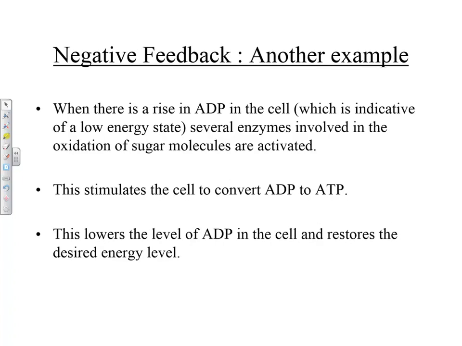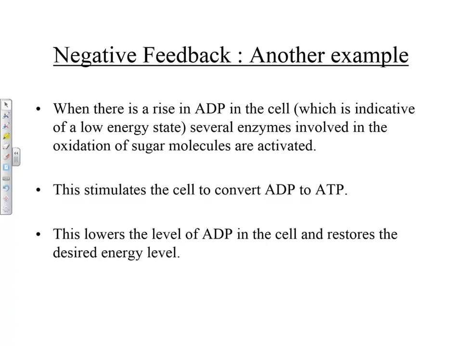Now, another example of negative feedback is when there is a rise in ADP in the cell. Again, ADP is adenosine diphosphate, so that's a low energy state. When there is a rise of ADP in the cell, several enzymes involved in the oxidation of sugar molecules are activated, because you need to oxidize glucose in order to produce more energy. So when these enzymes are activated, this will stimulate more glucose to be burned, and the cell will convert ADP to ATP. This lowers the level of ADP in the cell and will restore the desired energy level. That's if everything is working okay.